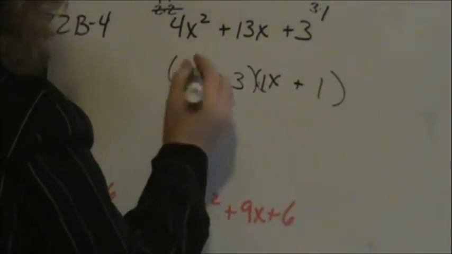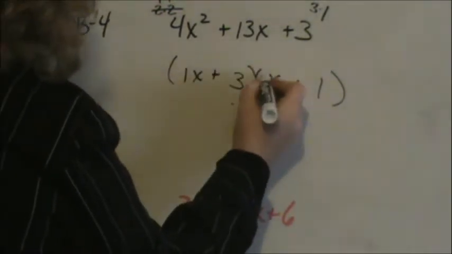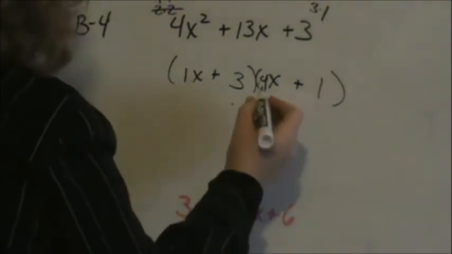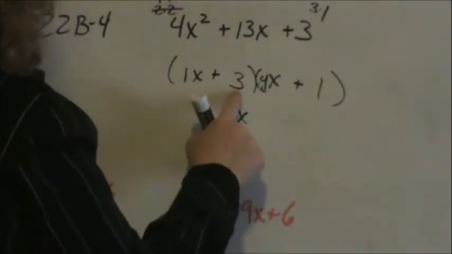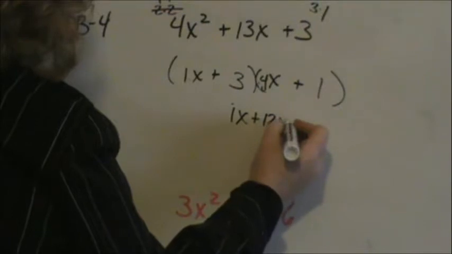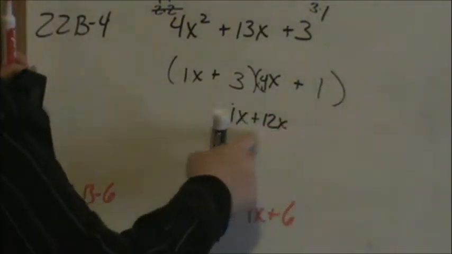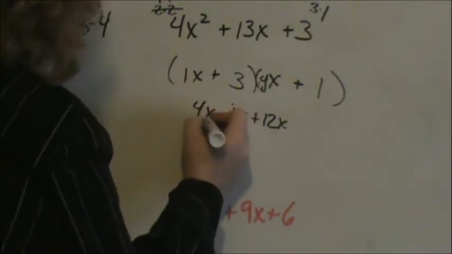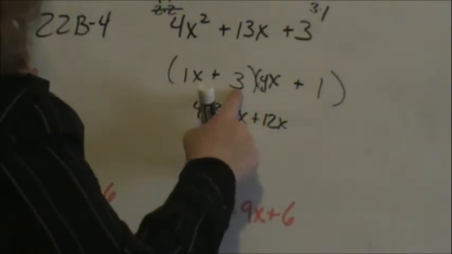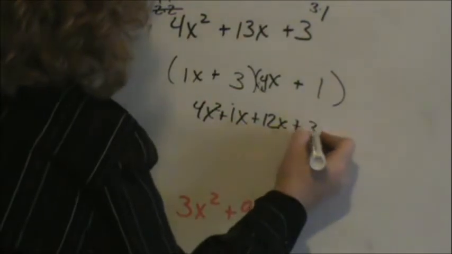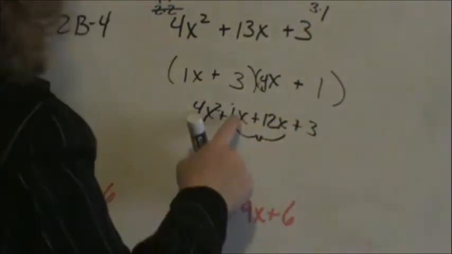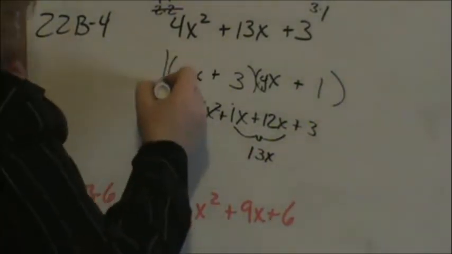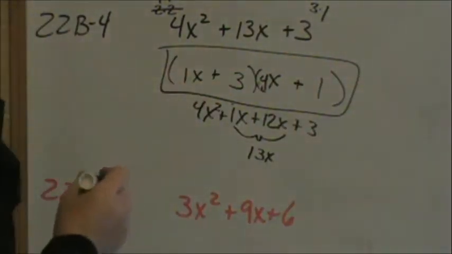So now let's switch the places of our coefficients. Let's use 1 and 4. So 1 times 1 is 1x. 3 times 4x is 12x. That will give me my 13x. So we can finish this out. 1x times 4x is 4x squared. And then the last term, 3 times 1 is 3. This shows that my 1x plus 12x does give me my 13x. So this is your answer.